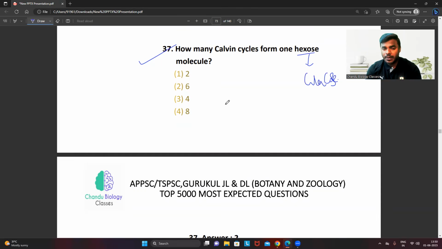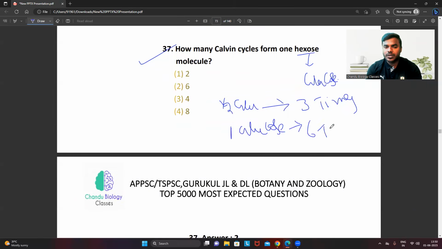All the students remember, in order to produce half a glucose, the Calvin cycle has to turn 3 times. So friends, in order to produce one complete glucose molecule, how many times does the Calvin cycle have to turn, friends? It has to turn 6 times. Hence the correct answer is 6.